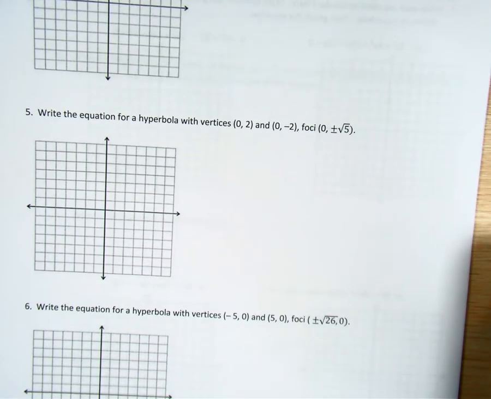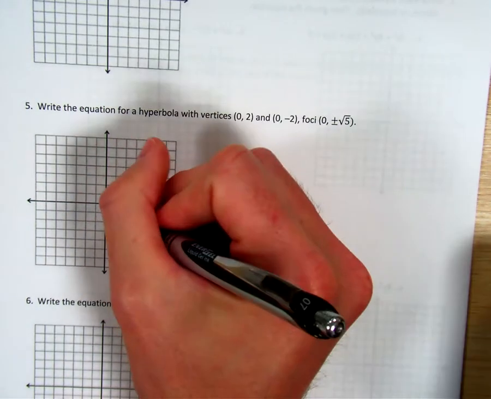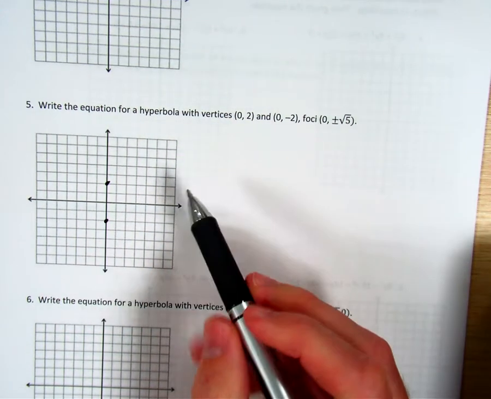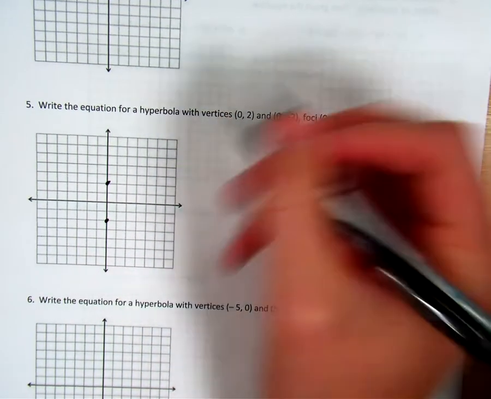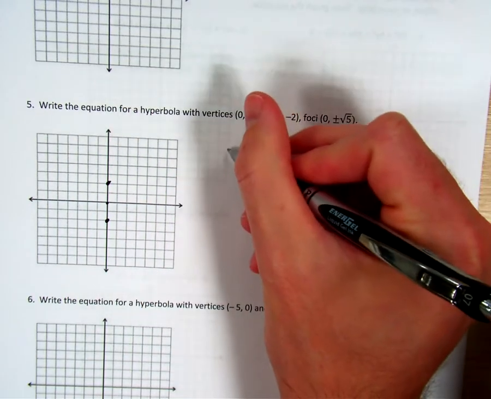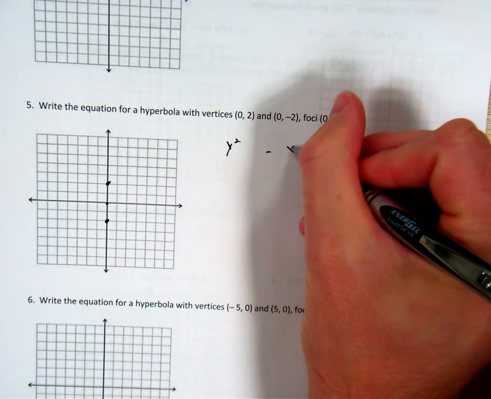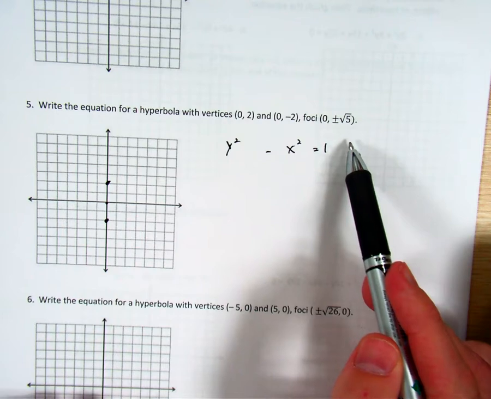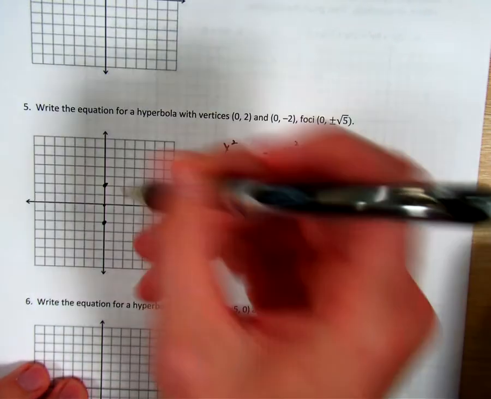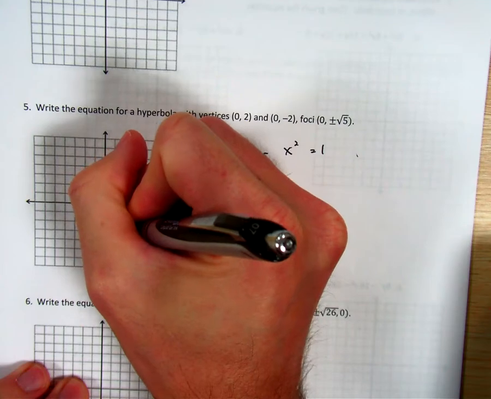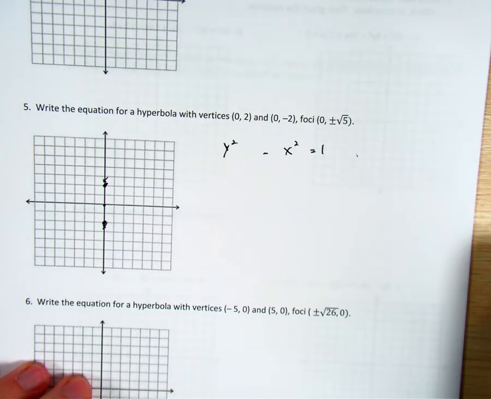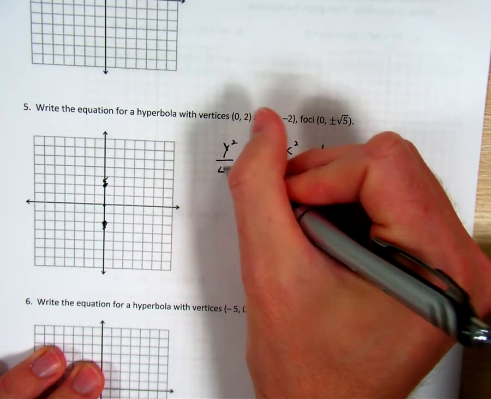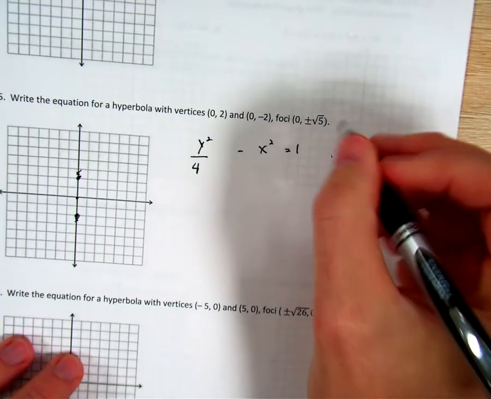We're going to skip 4. We're going to do 5 together. Vertices at 0, 2, and 0, negative 2. Okay, that tells me that it's opening up and down, so y squared's first. It also tells me that my center's at 0, 0, so I won't have any adjustments. Alright, foci at plus minus radical 5. Square root of 4 is 2, square root of 5 is just barely beyond 2, so we can drop those down now. This is going to give me my b value. B is 2, so 2 squared is going to be 4.